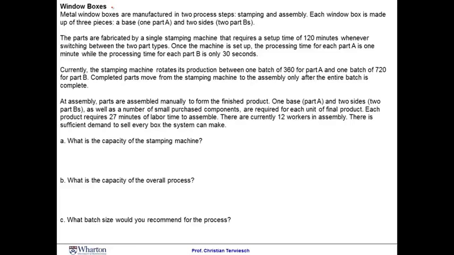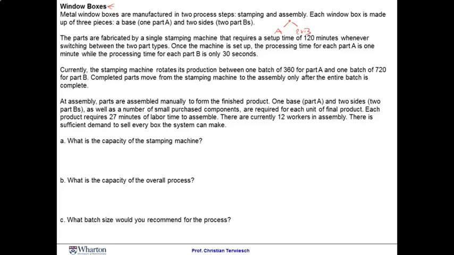All right, time for some review questions. The first question is about batching, and you see the problem described here. So we're producing these window boxes, and the window box consists of two types of parts. There's one part A in there, and there are two part Bs in there.